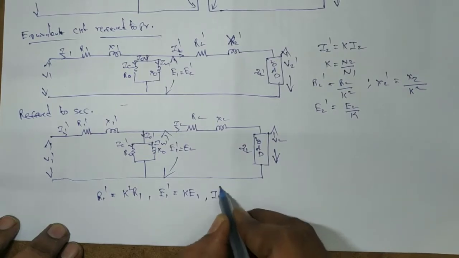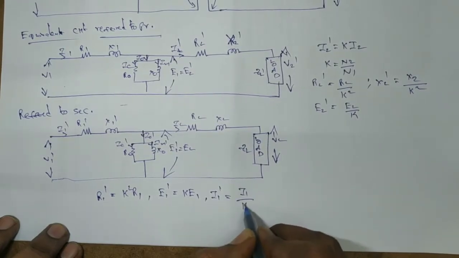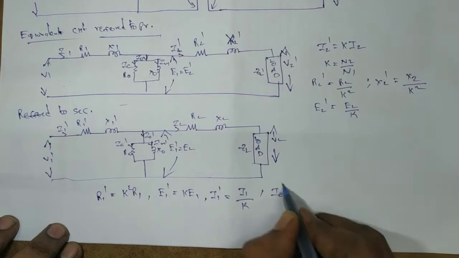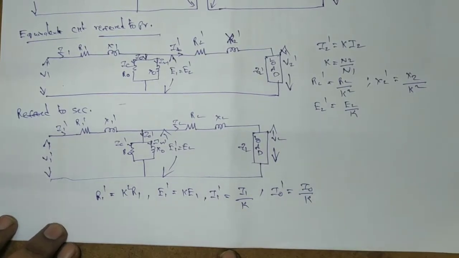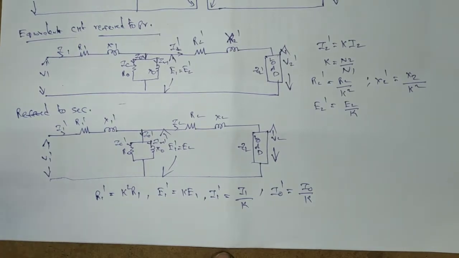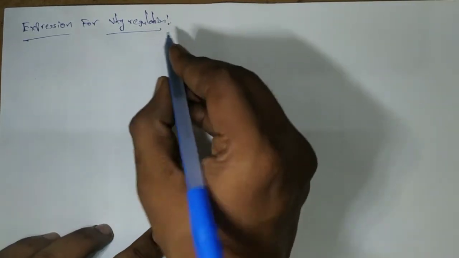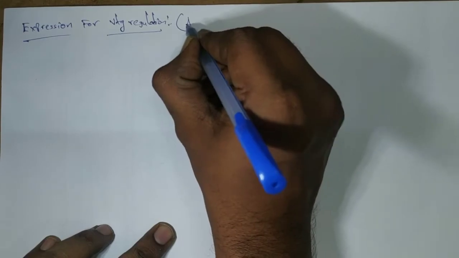And I1 dash is nothing but I1 by K. And I0 dash is nothing but I0 by K. Similarly, IC dash and IM dash can also be written. Now let us derive the expression for voltage regulation. We have already known the formula, but the derivation can be done as follows.